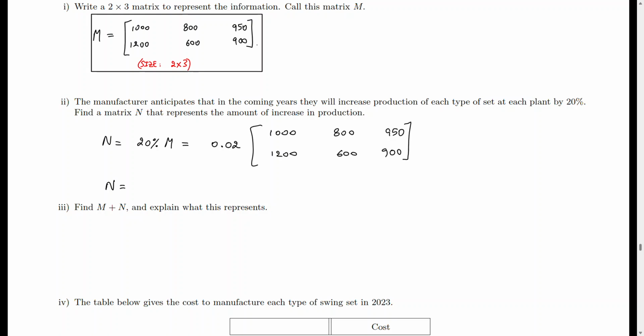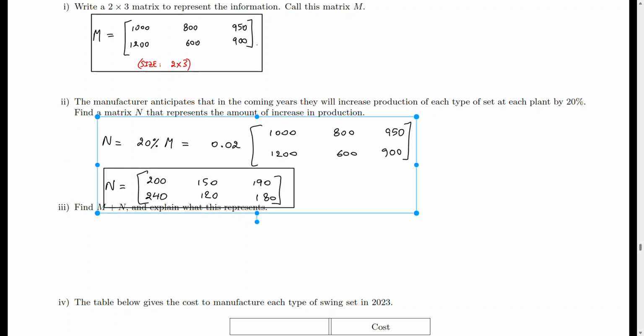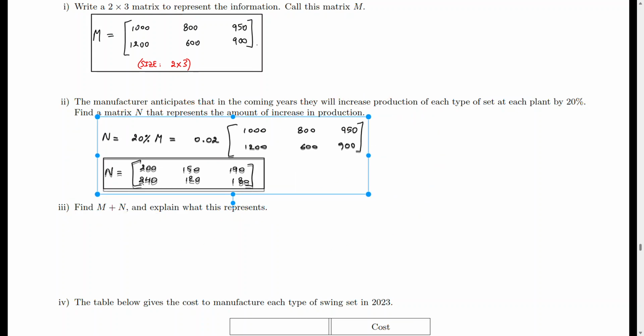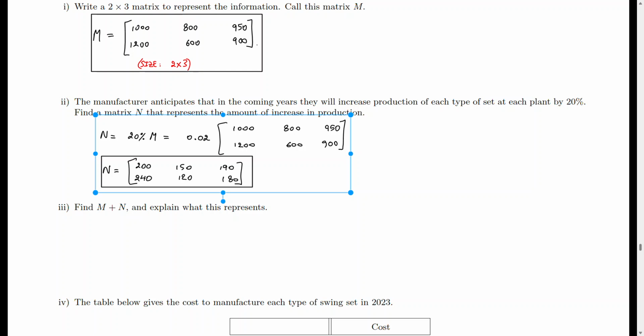And if you do the multiplication, you'll discover that the numbers are going to be 200 because 0.2 times 1,000 is 200. And then 0.2 times 800 will be 160. And 0.2 times the 950 will be 190, and so on and so forth. So the next one is 240, then 120, and finally 180. So this matrix N is also a 2 by 3 matrix, and it represents just the amount of increase in production in the manufacturing plants in San Diego and LA for the 3 types of swings, the basic, deluxe, and so on and so forth.